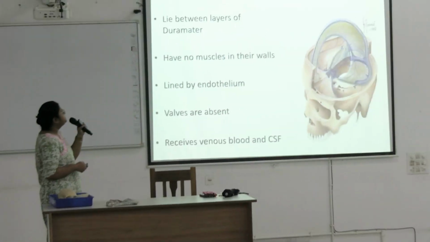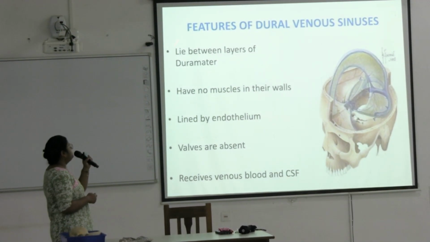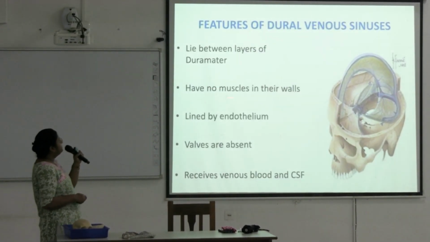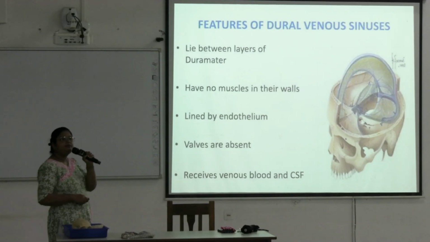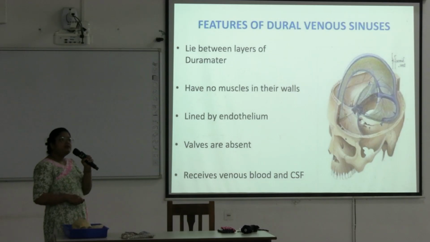So these are the features of the dural venous sinuses. They lie between the layers of the dura mater and they have no muscles in their walls. See, these are the venous sinuses. You can see these are the extensions of dura mater.